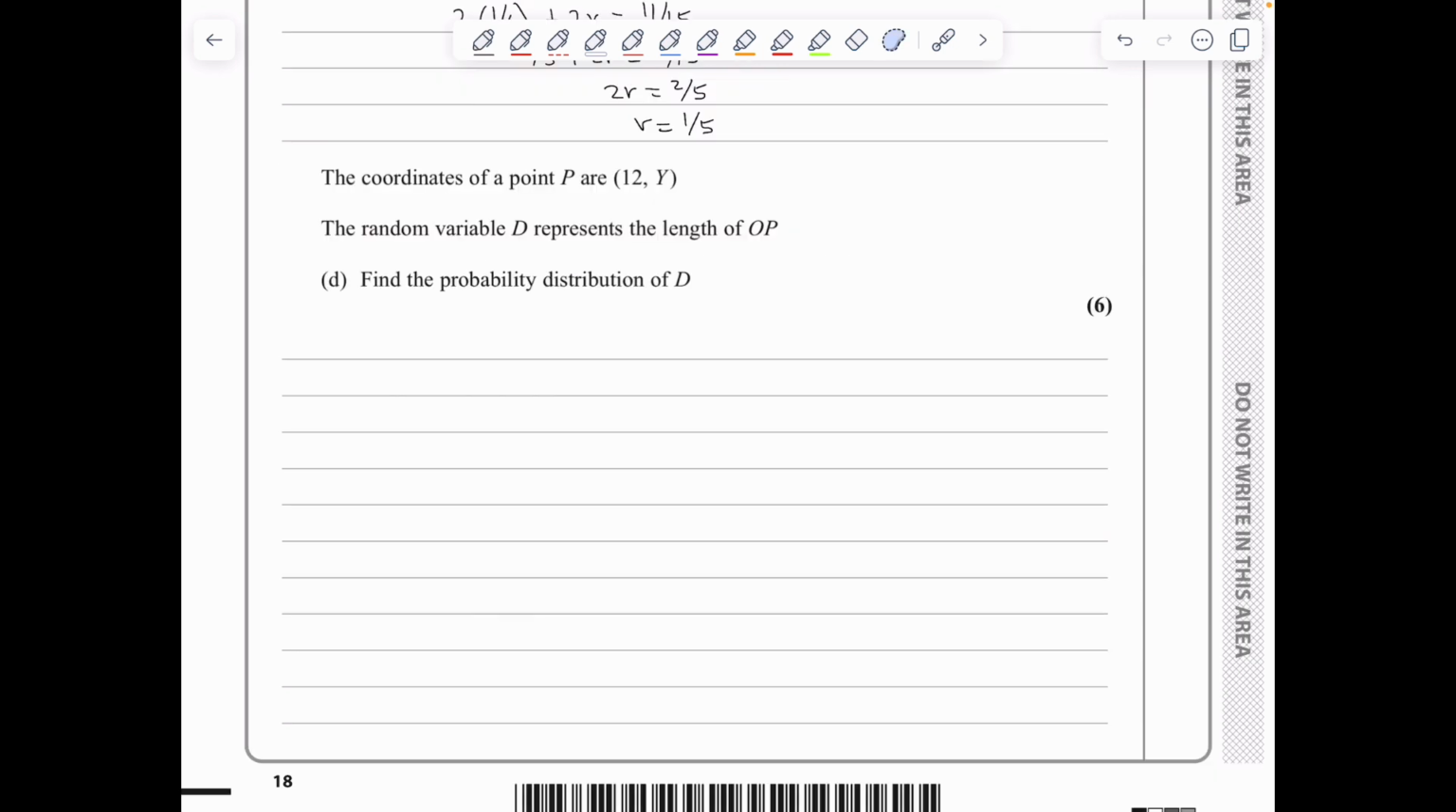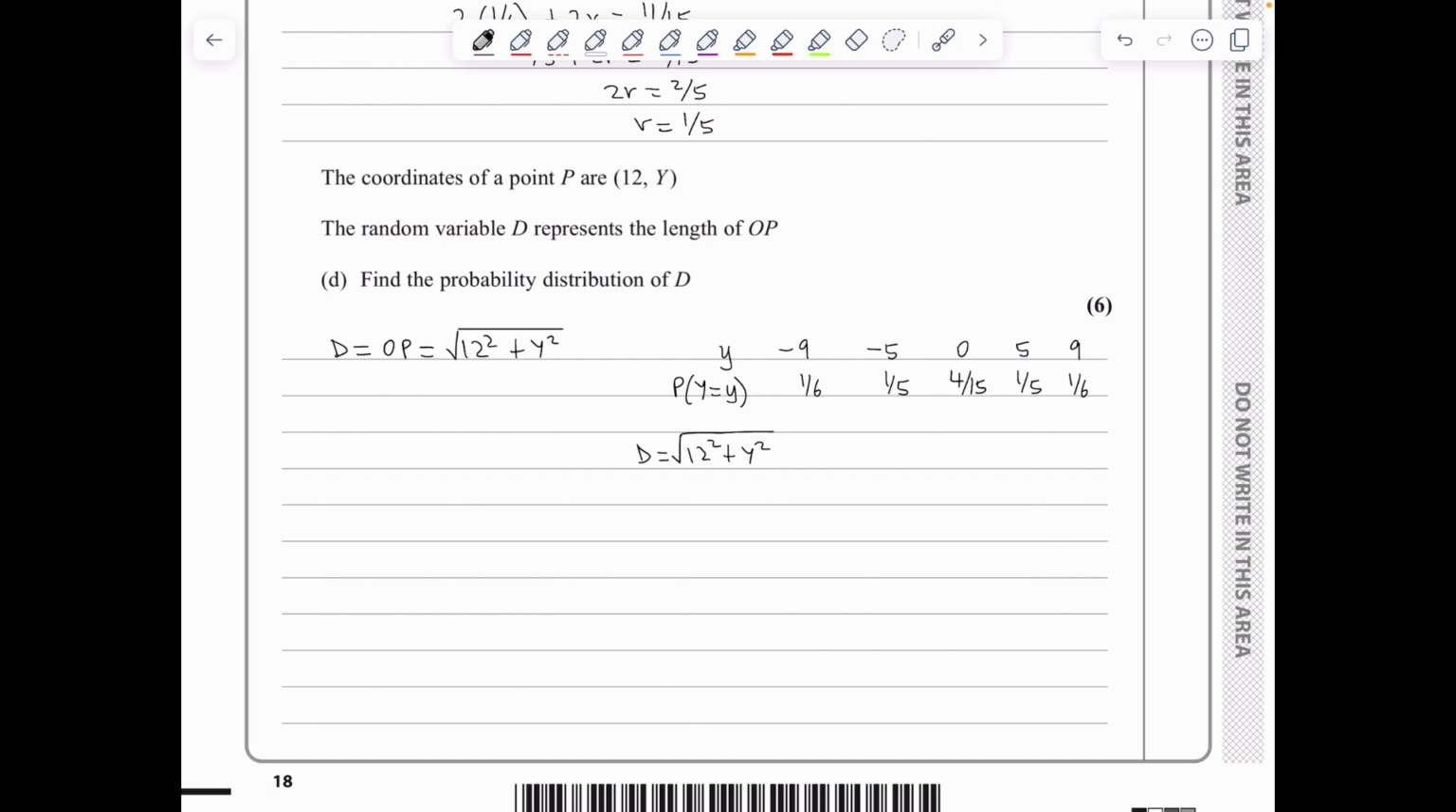The coordinates of a point P are (12, y), and the random variable d represents the length of OP. We need to find the probability distribution of d. So d is simply the distance OP, which is going to be the square root of 12 squared plus y squared. So this is what we're trying to determine. Now, since the coordinates of P depend on y and y is random, then the length is also random. The probability distribution of y is given here, and I will be calculating for each value of y the corresponding value of d, where d is going to be the square root of 12 squared plus y squared.